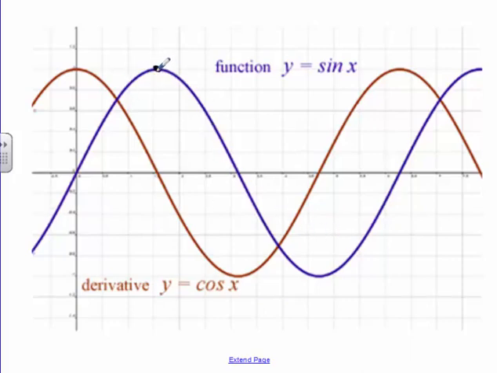Look right here. What's the slope right here? Well, the slope right here is 0. And look, the cosine graph is 0 right there. Now look, what sort of slopes are there from here to here? Well, the slopes in all of this section are negative. Well, look at that. The cosine graph is all in the negatives.